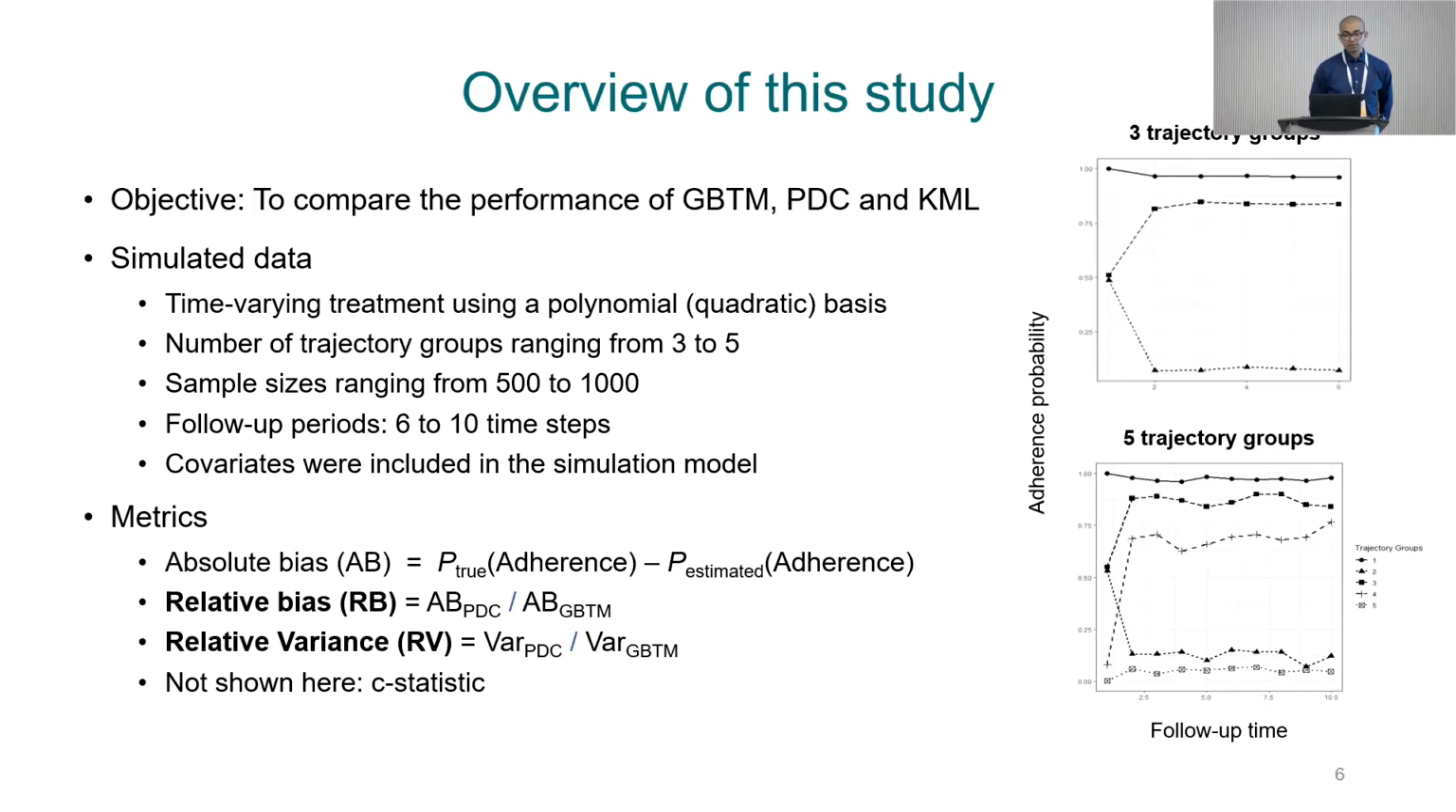And we also looked at relative variance, which is just a ratio of the variance. And what I'm not going to show you in the next few slides is the C statistic, which we used as a measure of the classification performance of these groups of methods.